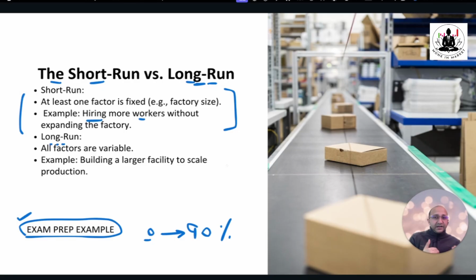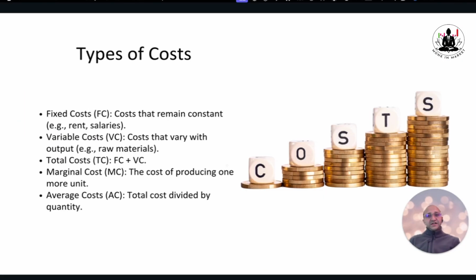You can manipulate all the variables. Whereas in the short run, to increase the production, the best thing and the only thing you can do is to hire more and more number of people. And that too comes with a drawback. That drawback we are going to discuss in the coming slides.